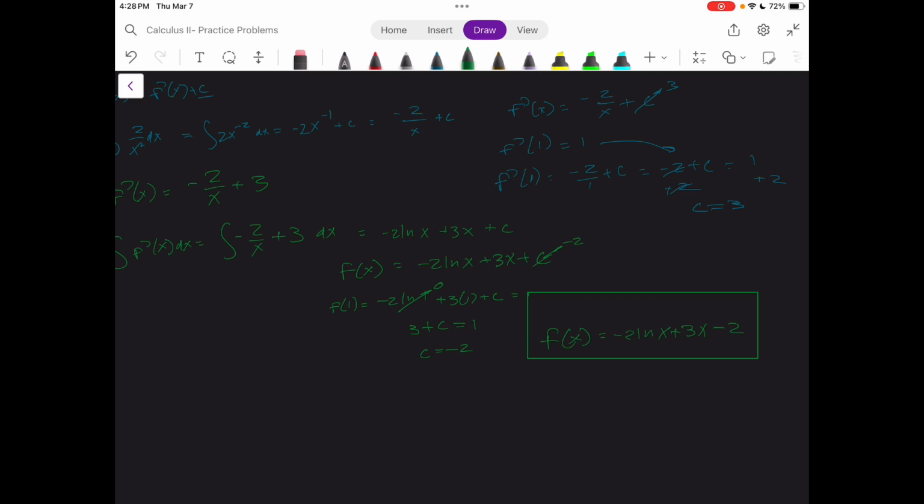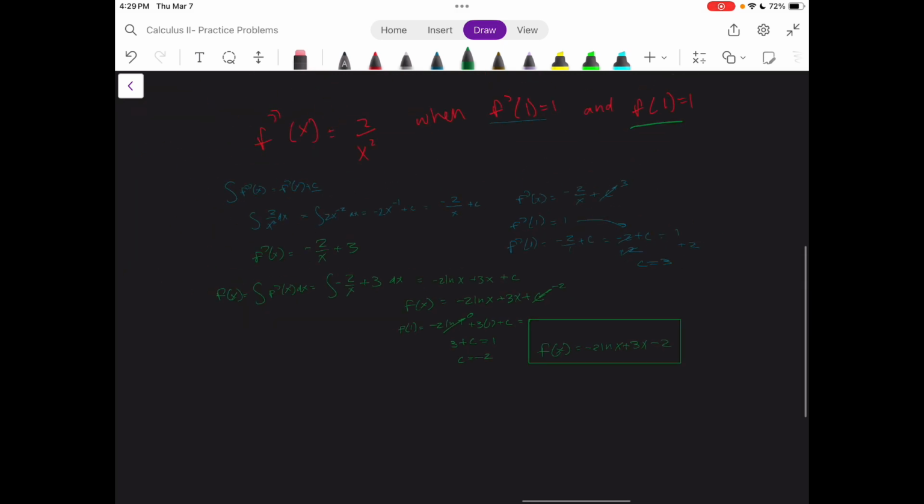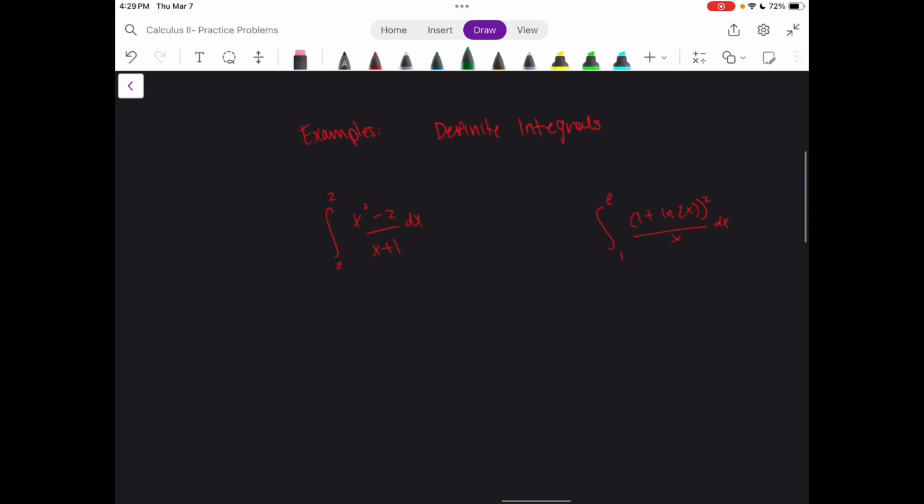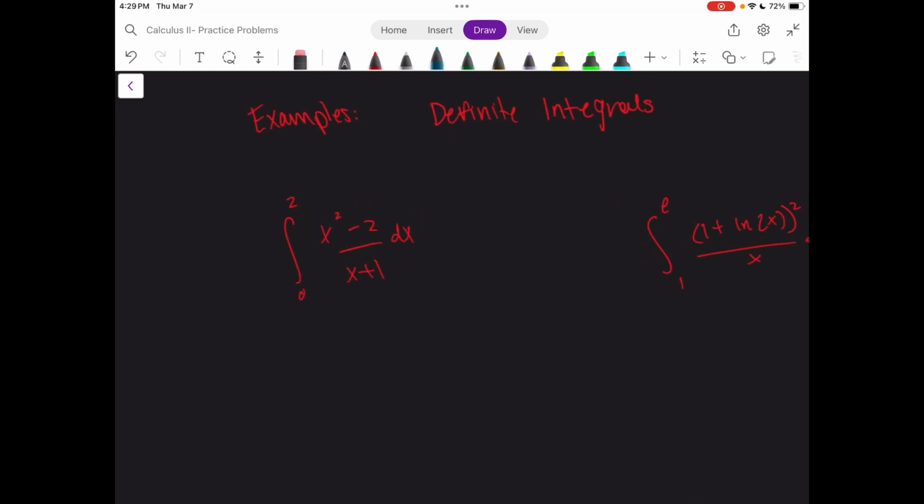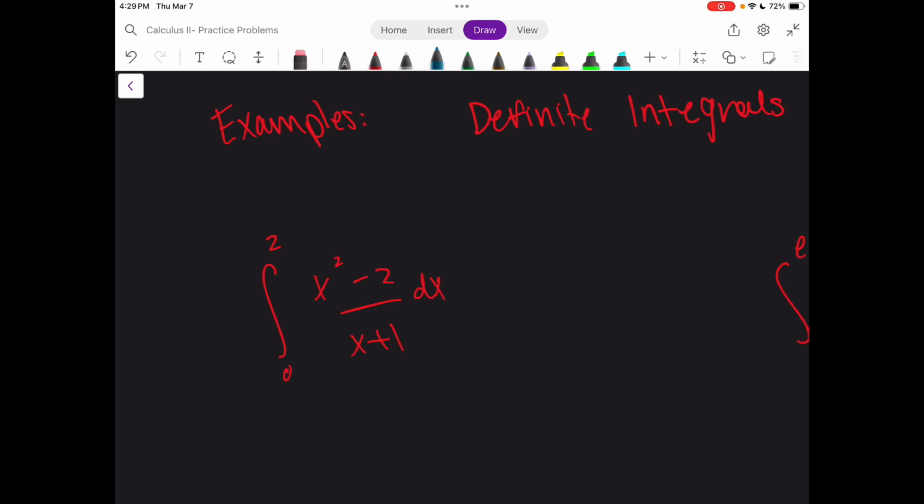Okay. The last thing that we have to do are some definite integrals. So with definite integrals and ln, it's going to be the same process as we did with u sub. It's just that sometimes, if you're not familiar with the natural log function, plugging values into the natural log function can be hard to simplify.